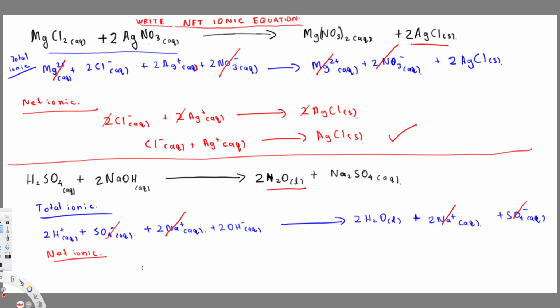So the net ionic equation is 2H plus aqueous plus 2OH minus aqueous forms 2H2O liquid. We can cancel all the 2's, and that's going to be H plus aqueous plus OH minus aqueous gives us H2O liquid, and that's the final answer.